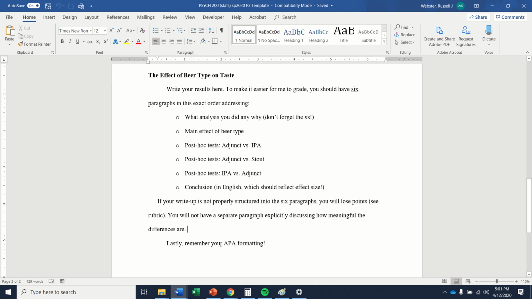And of course, lastly, remember APA formatting. I think overall people did really well on formatting for practical 2, right? So keep that up, right? Don't lose easy points on formatting.